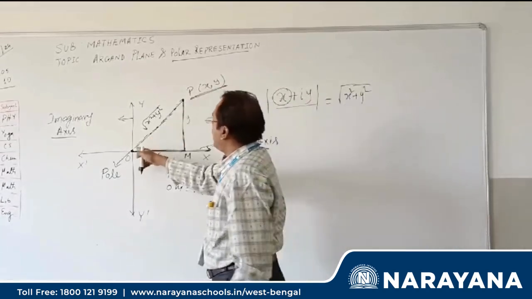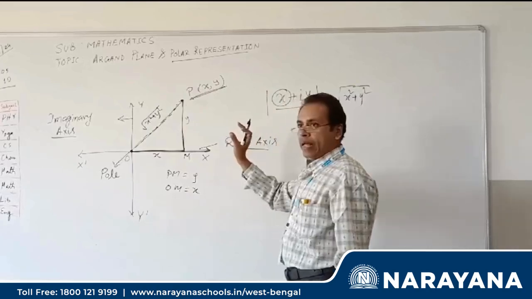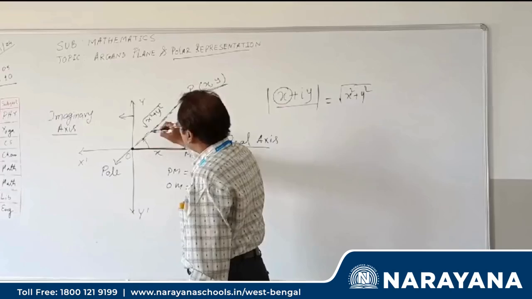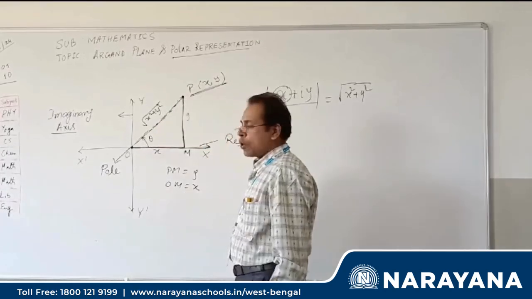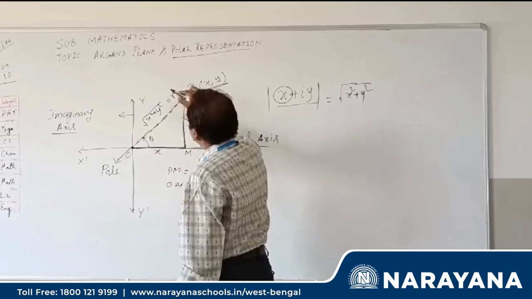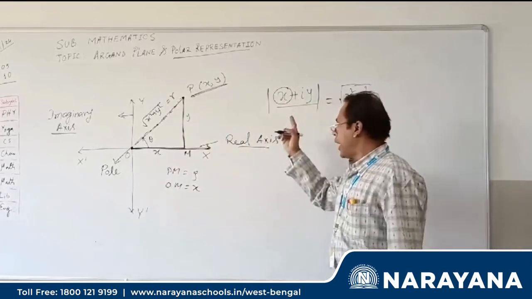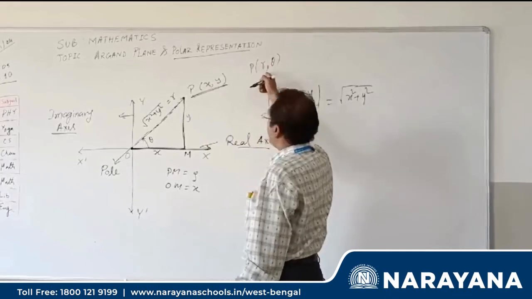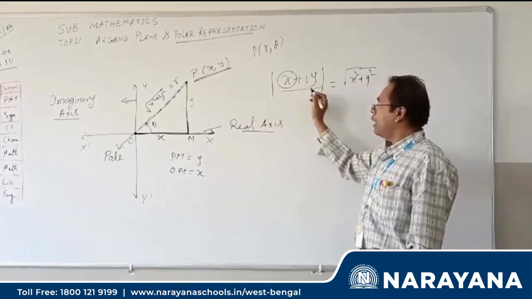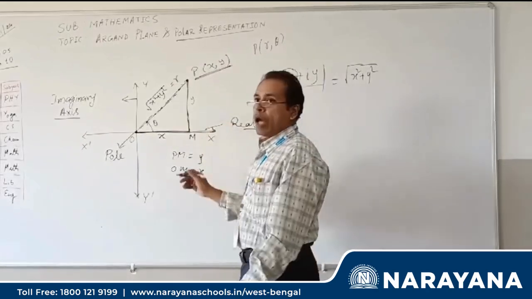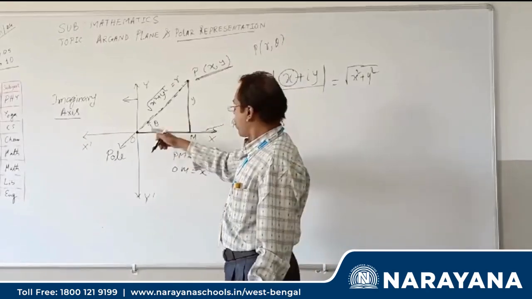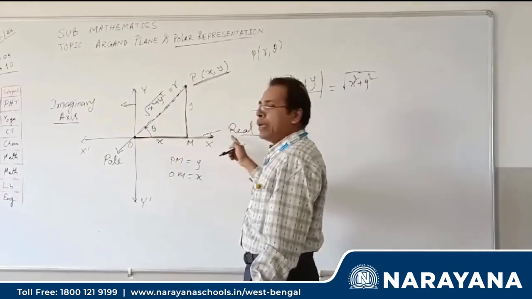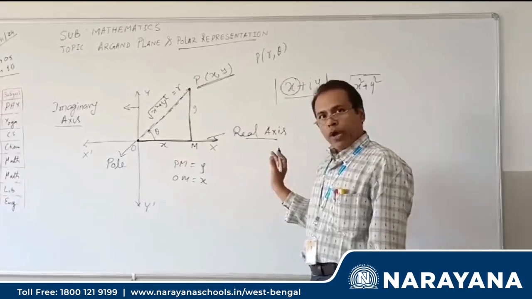So this length OP represents the modulus, and the angle it makes with the initial line, this angle is marked as theta, and this we can write as r. Then that point P can be represented as (r, theta), where r is the modulus of that complex number, and theta is called the argument of that complex number. Theta is the angle made by the line OP with the initial x-axis. Okay, clear?